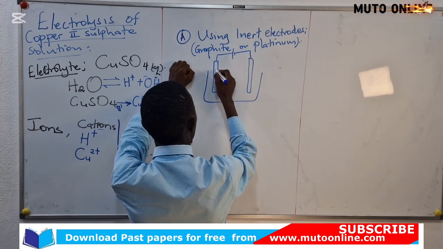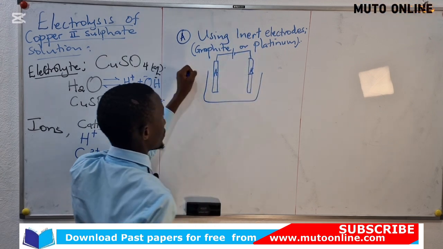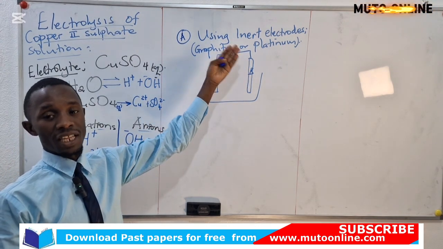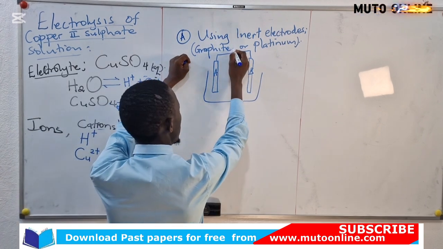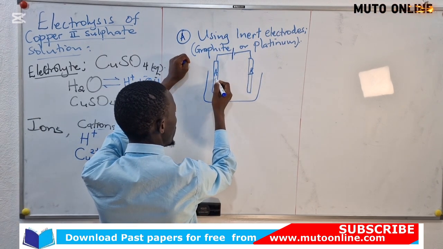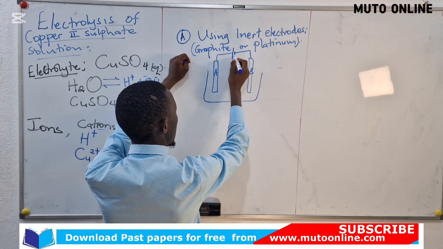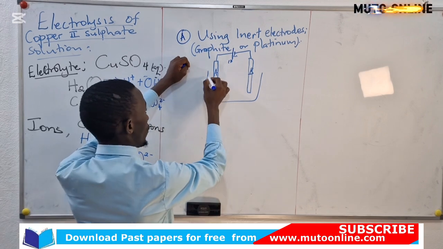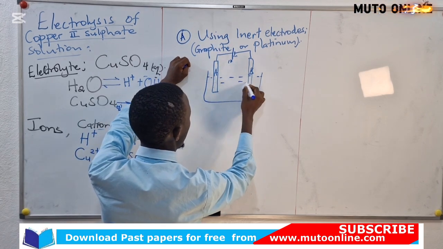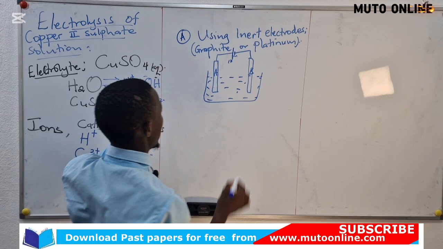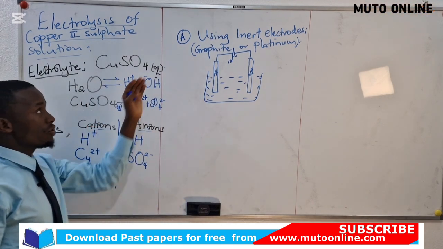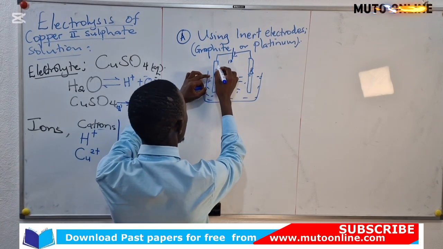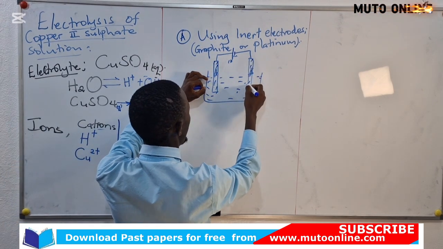So let us assume we have electrodes A and B. I think by now you can identify which of the two is an anode and which is the cathode. We said the one connected to a long terminal is the anode, and the one connected to a short terminal, which is negatively charged, is the cathode. So here we now know the ions present, the cations and anions. We are using inert electrodes. So these two electrodes may be a graphite material or a platinum material.